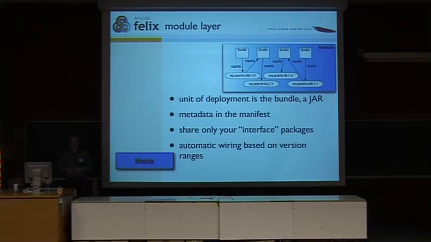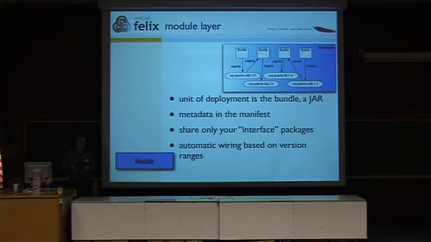The module, or bundle as it's called in OSGi, is basically the unit of deployment. Each bundle is just a jar file. It can contain Java packages, native code, and other resources. The only difference between a bundle and a normal jar file is that there's some extra metadata in the manifest. This metadata allows you to share only the packages that you want to share. So for example, you don't want to share your implementation, only your interfaces. You can simply say, I want to share or export this package, and you can do it the other way around and say, I want to import this package from some other bundle. And the framework will then take care of the actual wiring.